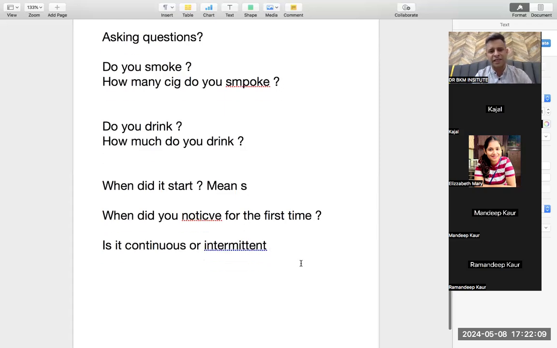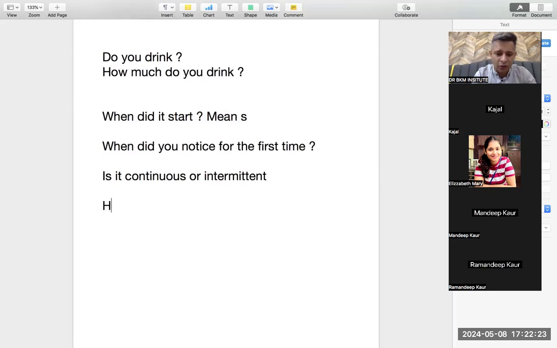So the best way of asking is again, do you smoke? Do you drink? Then this is superb. Did plus first form. Examiner will give you marks like anything. When did it start? When did you notice it for the first time? If there is any accident, anything like that, how did it happen? You get marks. Did plus first form.